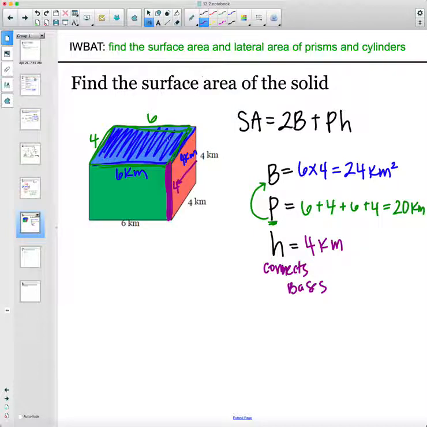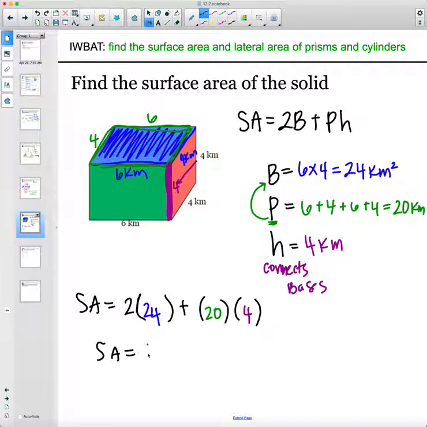Then you'll plug it all into the surface area formula: 2 times the area of the base plus the perimeter times the height. Area of the base was 24, perimeter of the base is 20, height of the 3D shape is 4. So 2 times 24 is 48, 20 times 4 is 80. Add those together and you get 128, and it's area, so kilometers squared for that surface area.